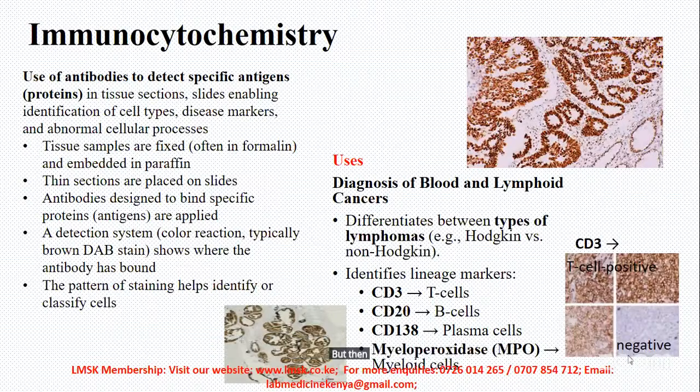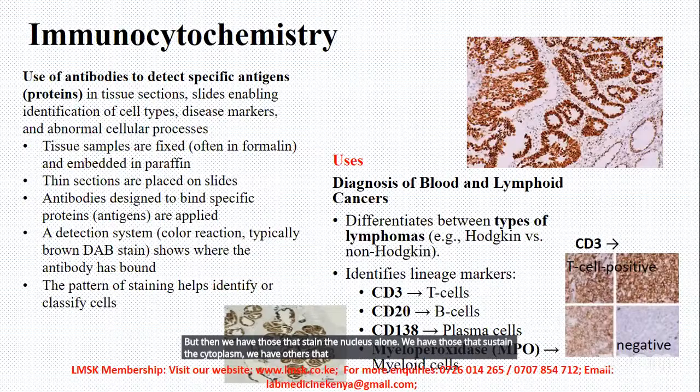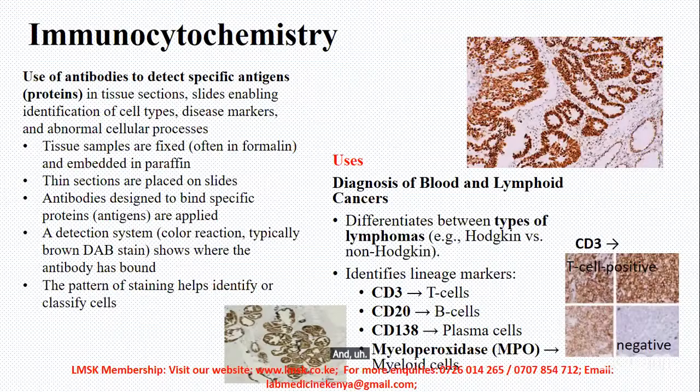We have those that stain the nucleus alone. We have those that stain the cytoplasm. We have others that only stain the cell membrane. And ideally, you should go home and read about this because it's a long story. So the tissue samples are fixed in formalin. They are embedded in paraffin wax. Then they make thin sections. Then you do the process of immunohistochemistry and you read. It's a beautiful procedure which can make you happy after you see it.